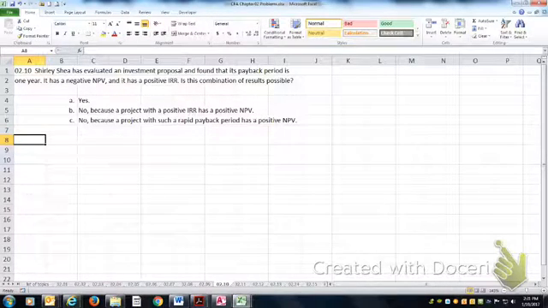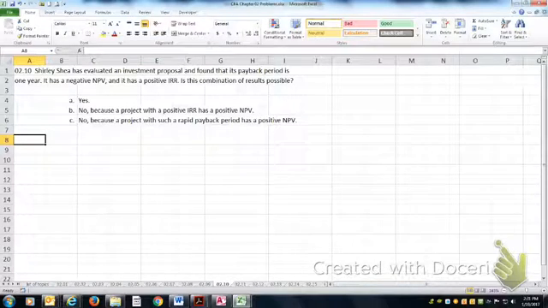This is problem 10 from Chapter 2 of the CFA Institute's textbook, Corporate Finance, A Practical Approach, 2nd edition. Shirley Shea is evaluating an investment proposal, found its payback period is 1 year. So whatever the initial investment is, you get exactly that much in year 1. It's got a negative NPV.